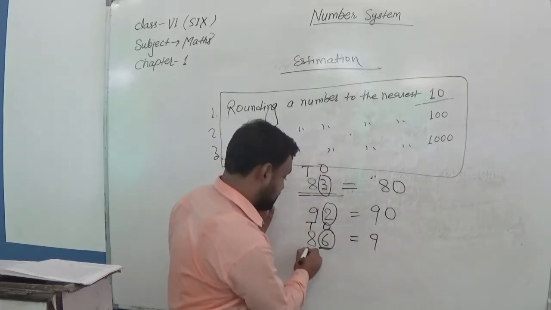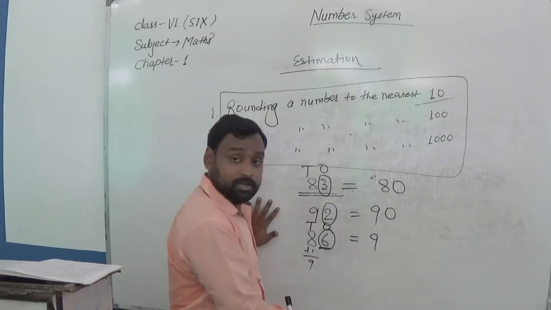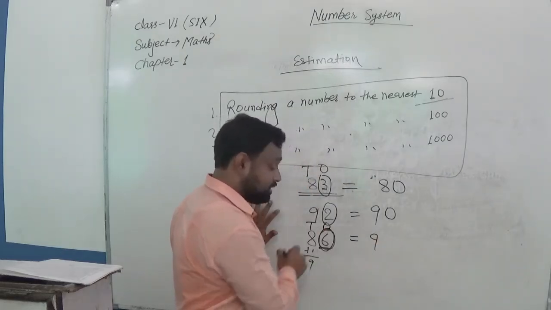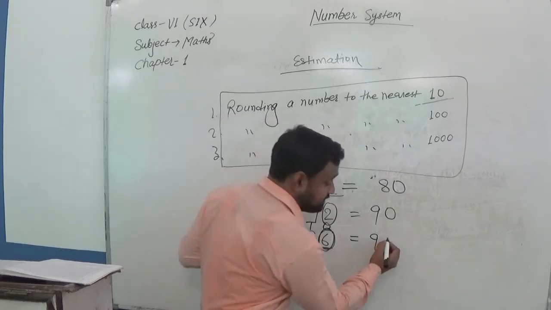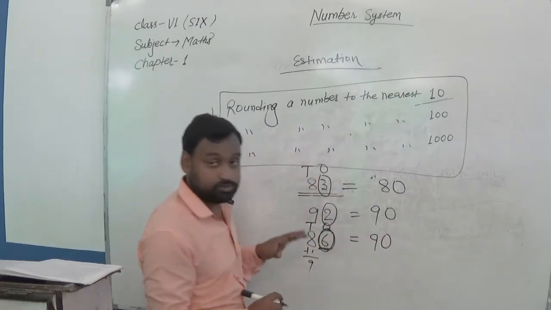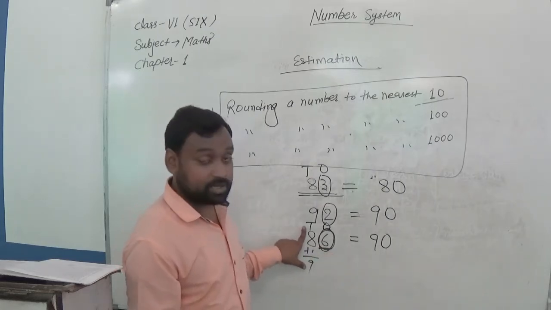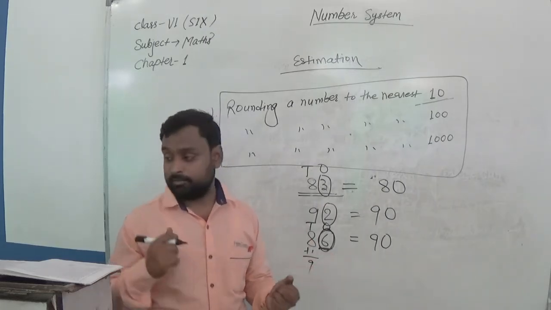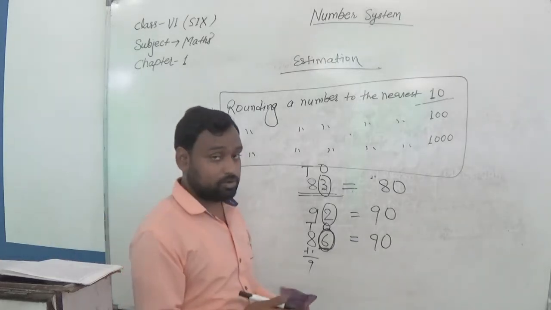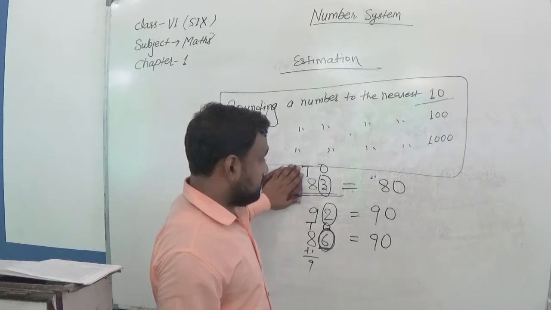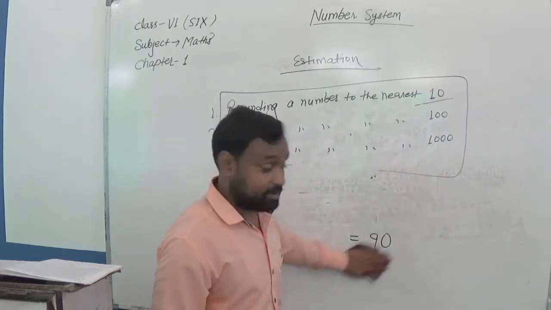8 plus 1. It will become 9. You will write 9. And the digit at the ones place will be replaced with 0. In this way you can round off any number. Once again I am repeating this with another example.